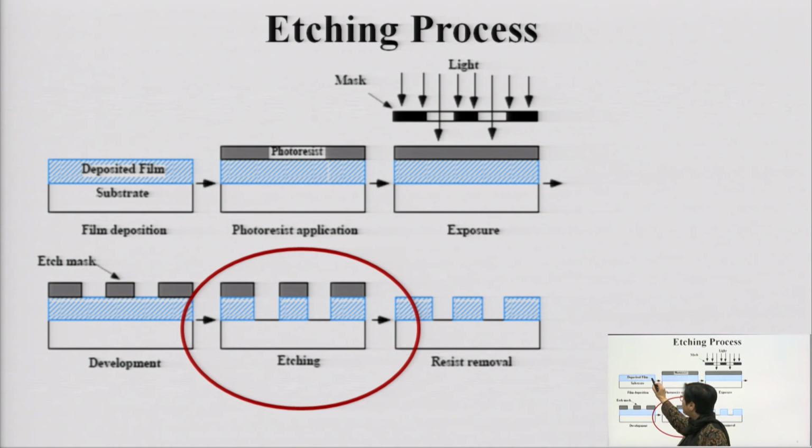Here you have a deposited film, and the photoresist layer is then deposited to create, or to transfer, the pattern through this mask. Now, as we have seen earlier, the light is focused. The moment this particular area gets exposed, this area will be eliminated, and you will be left with photoresist only on this particular area.